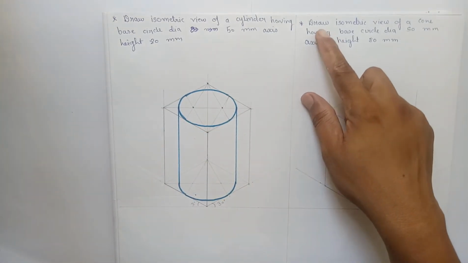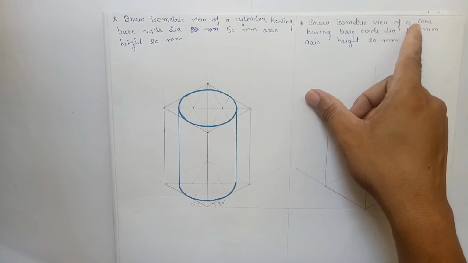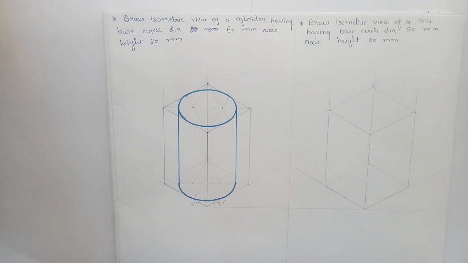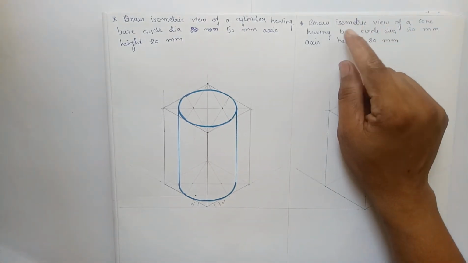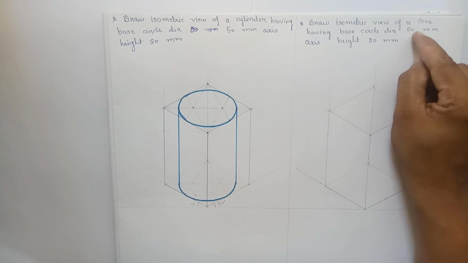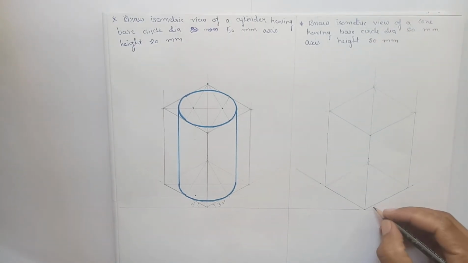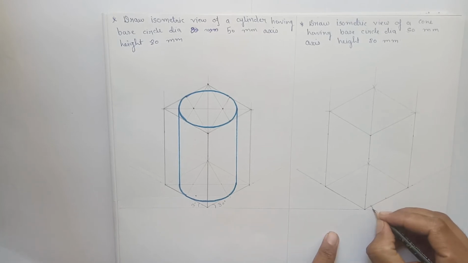Now here is another question. Draw isometric view of a cone having base circle diameter 50 mm and axis height 80 mm. So now here we have to draw the cone of base circle diameter 50 mm and axis height 80 mm.